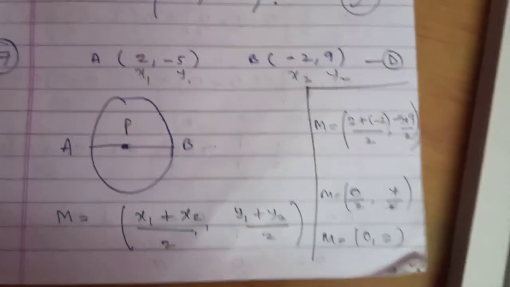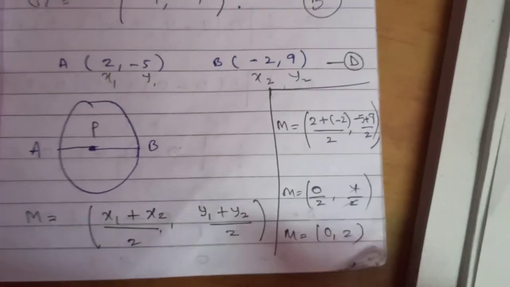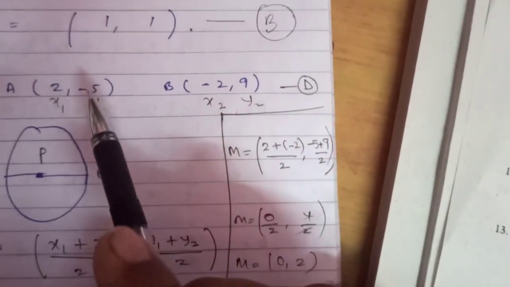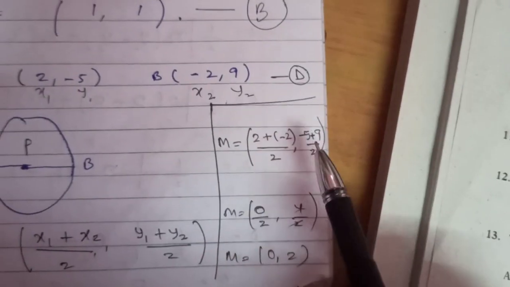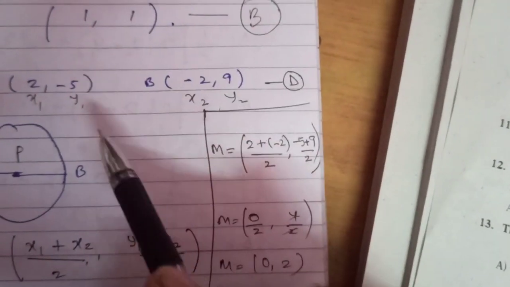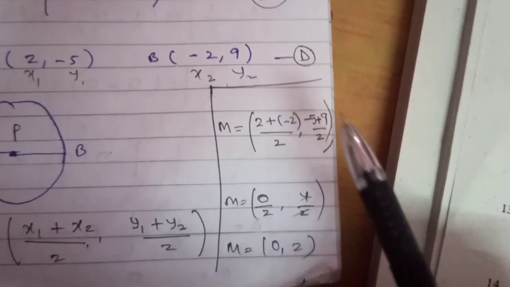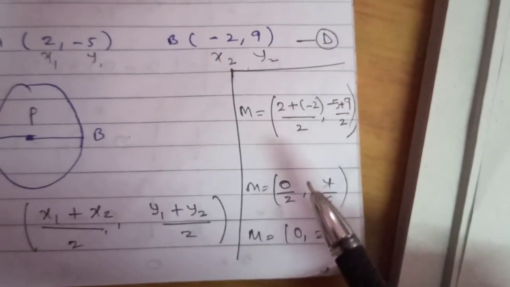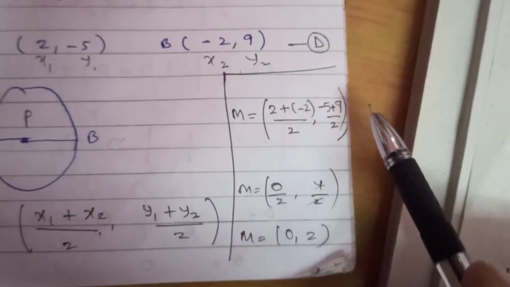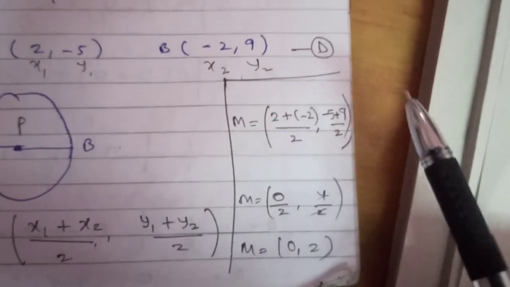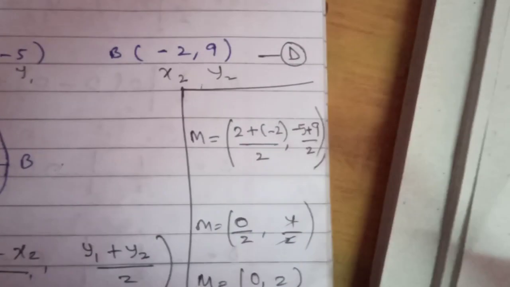x1 plus x2 by 2, y1 plus y2 by 2. So now I substituted that. x1 plus x2, 2 plus minus 2 by 2. y1 is what? Minus 5. y2 is what? 9 by 2. Plus into minus, minus 2 minus 2, 0 by 2. Minus 5 plus 9, 4. Minus into plus minus, 9 minus 5, 4. Okay, so 4 by 2.